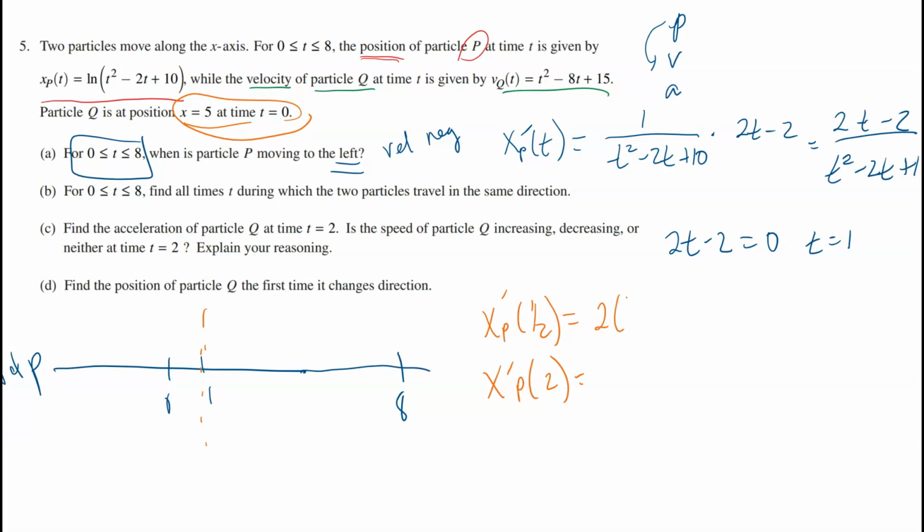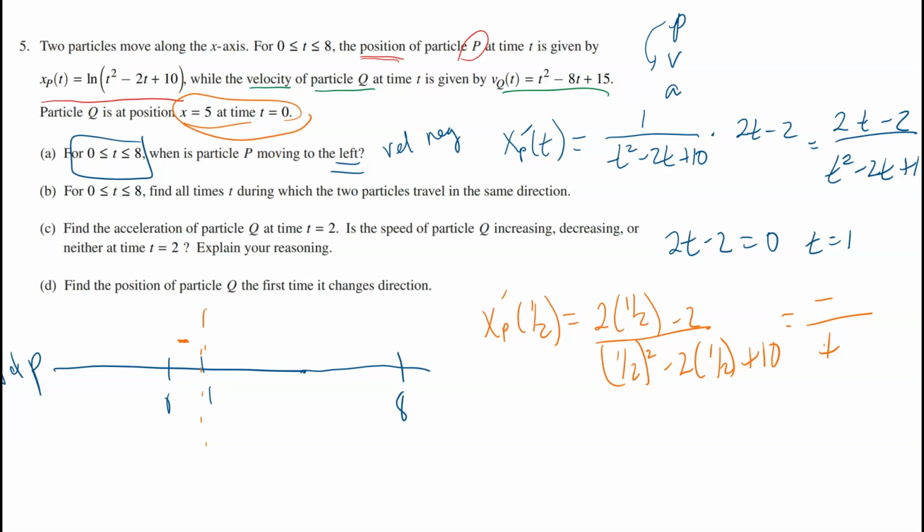So 2 times 1/2 minus 2 over 1/2 squared minus 2 times 1/2 plus 10. Now remember, you don't care exactly what the answer is, you just want to know if it's positive or negative. So that's going to be a negative on the top, and on the bottom that's like a 1/4 minus 1, that's going to be a positive. So a negative over a positive is a negative. Beautiful. Then I'm going to check a number to the right of 1, which a good one would be 2. You can choose whatever you want.